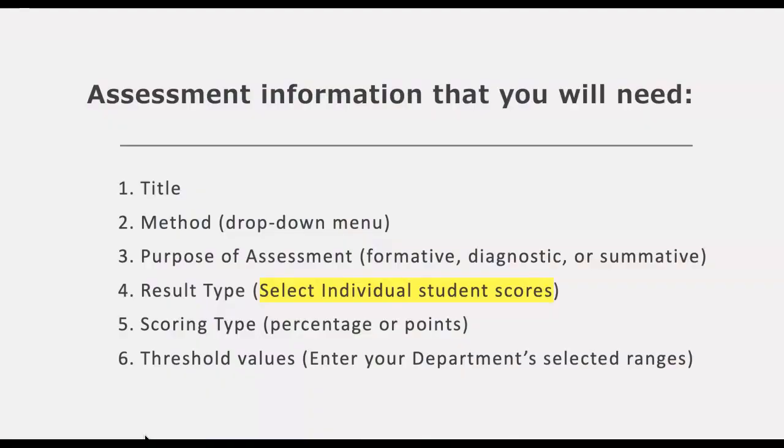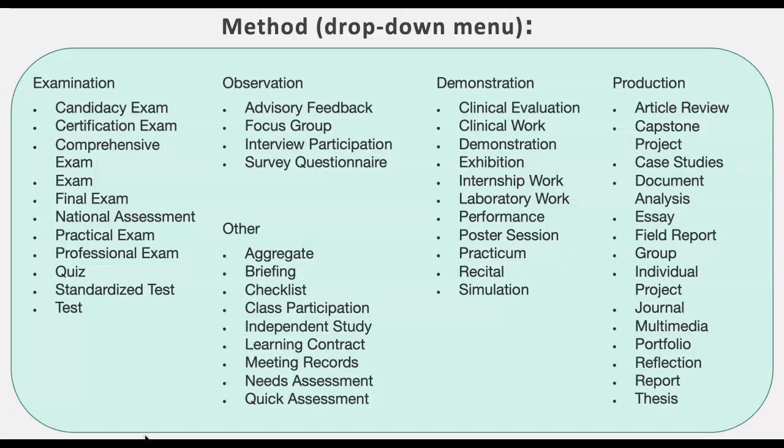The assessment information you're going to need to enter includes the following: an assessment title, the method of the assessment, which is in a drop-down menu that I'm going to show you on the next slide, the purpose of the assessment, it can be formative, diagnostic, or summative. There's an area where you have to select the result type, and we ask that you select individual student scores. The scoring type, you can use percentages or points. Finally, there are threshold values that your department should have agreed upon. This is a quick shot of the drop-down menu options under Method.